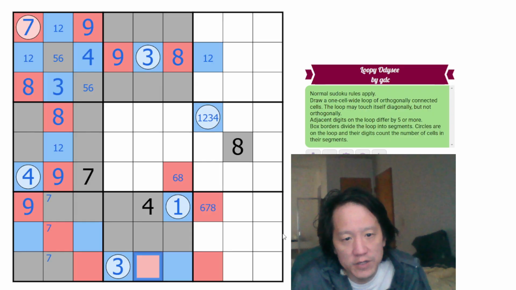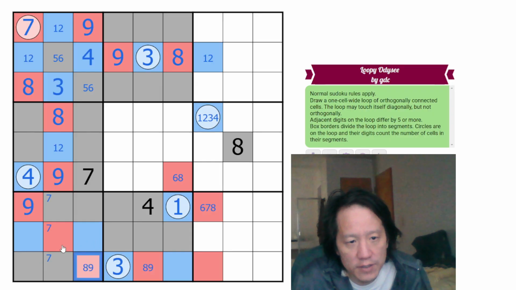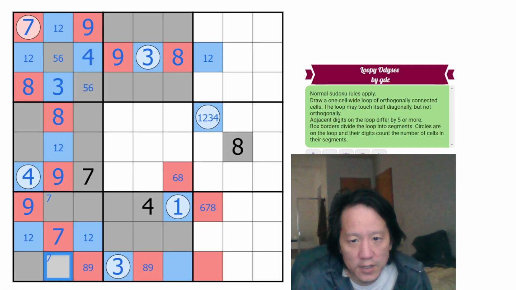This then 4 is 8 and 9. This is 8 or 9. This has to be 7. So this has to be between 1 and 2 and 1 and 2. So this can't be 7. This can't be 7.